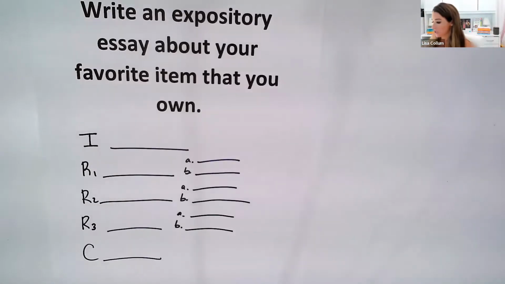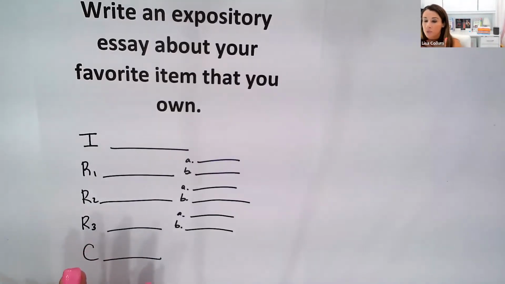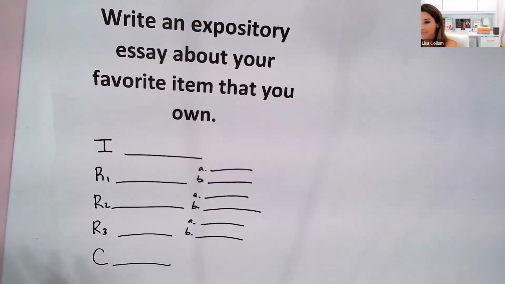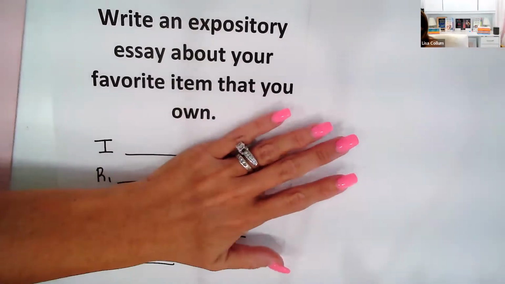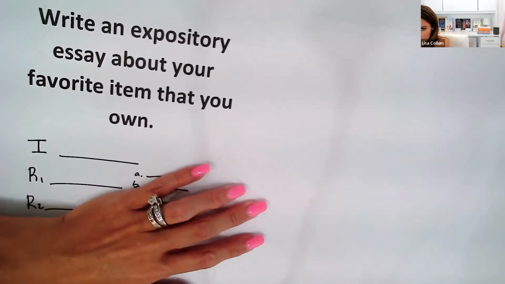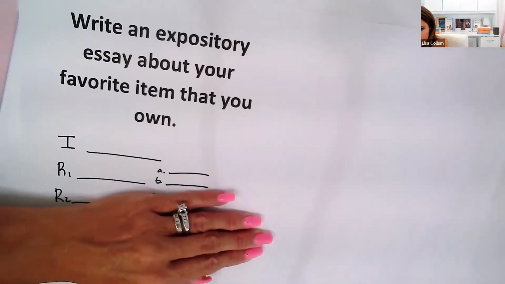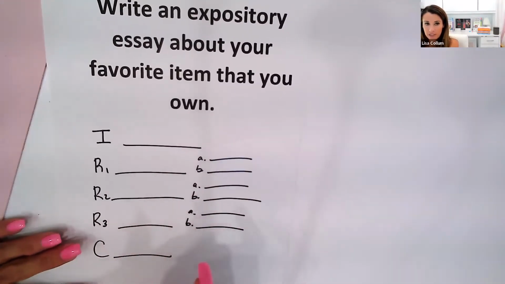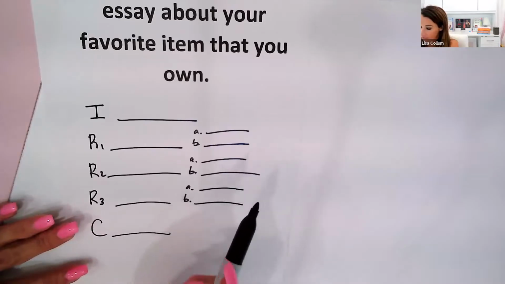Now, this is what we're going to do. I'm going to do this one with you, but here's the rule. You can't pick my item. You got to pick your own item, okay? So I want you to put your pencils down. This is something I call you write, meaning the teacher, and then they write, meaning the student. So I'm going to write first, and then you're going to write. So put your pencils down for right now. And I just want you to watch. Just watch. Write an expository essay about your favorite item that you own.